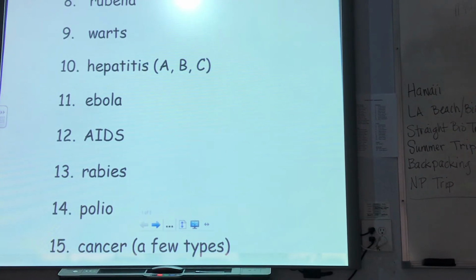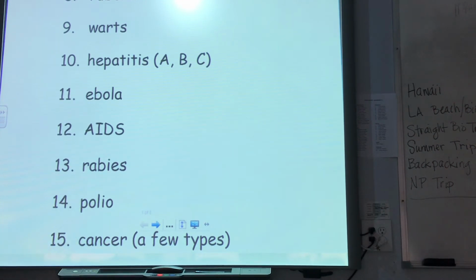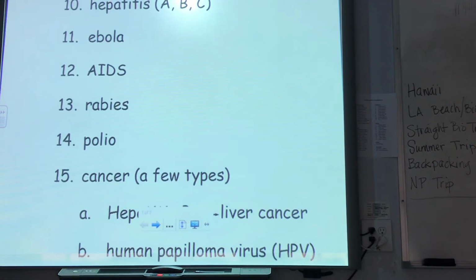Warts. Warts are a viral problem, skin warts. If you get those nasty little bumps, sometimes they can be a little painful. Usually it's on your hands or somewhere. That's a virus that caused that. Hepatitis. All forms of hepatitis, A, B, and C, are viral diseases. There is a vaccine for those as well.